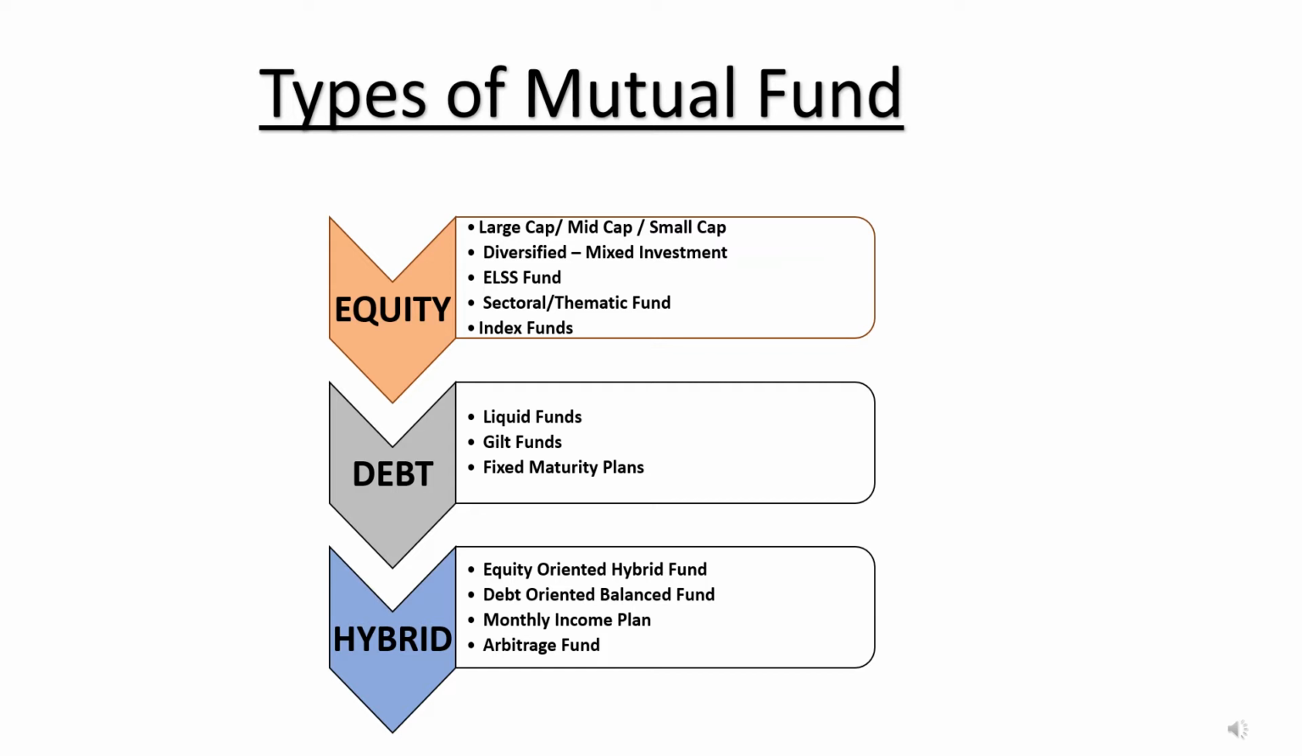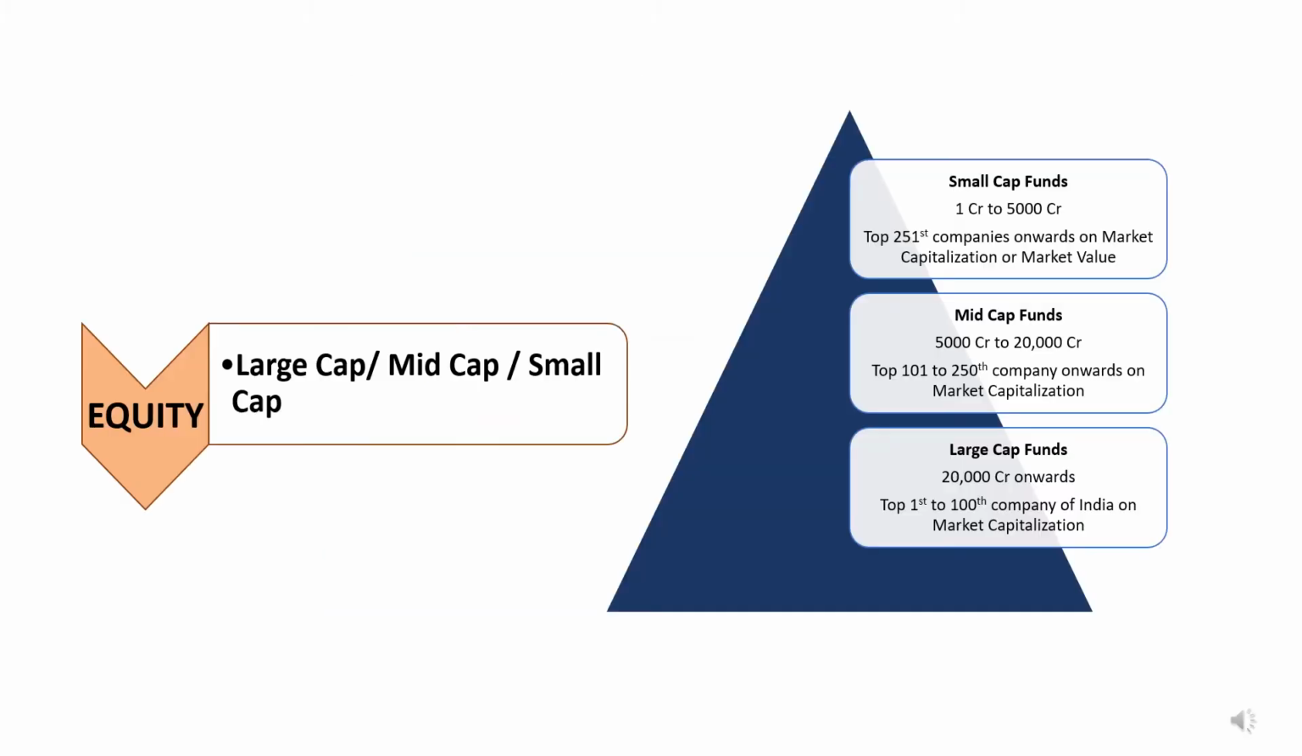Debt funds, on the other hand, are mutual funds that invest in fixed income securities like bonds and treasury bills. Debt funds are also referred to as fixed income funds or bond funds. Debt funds are further divided into liquid funds, gilt funds, and fixed maturity plans. Finally, hybrid fund is a mixture of both equity and debt funds to achieve the perfect combination to yield better results. These are further classified as equity oriented hybrid fund, debt oriented hybrid fund, monthly income plan, and arbitrage fund.